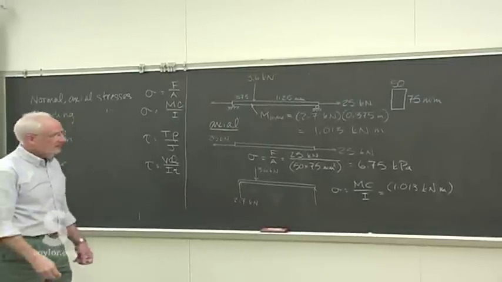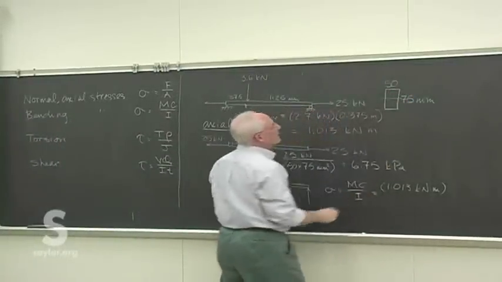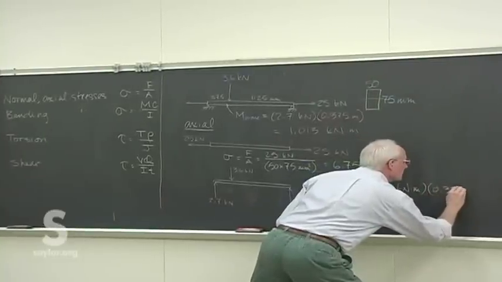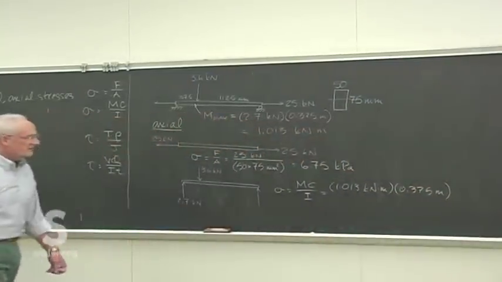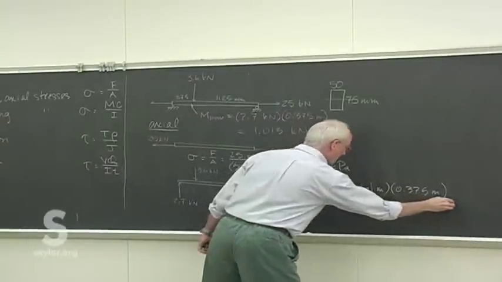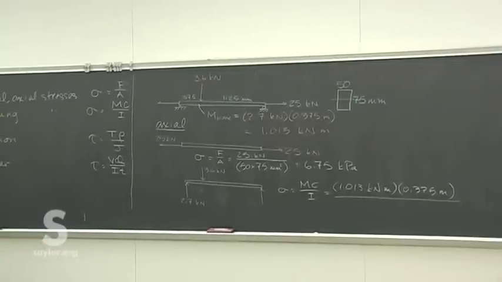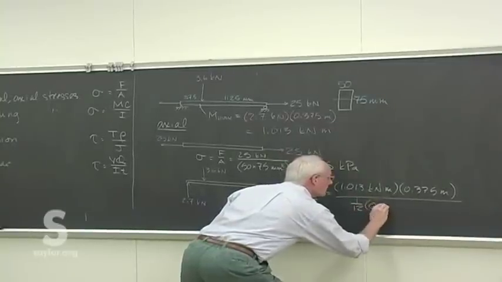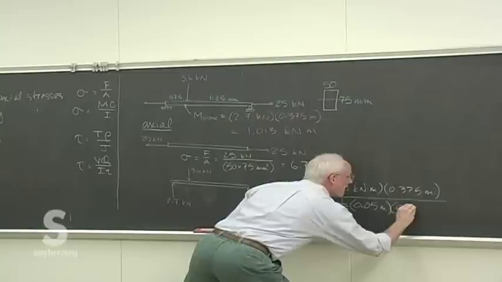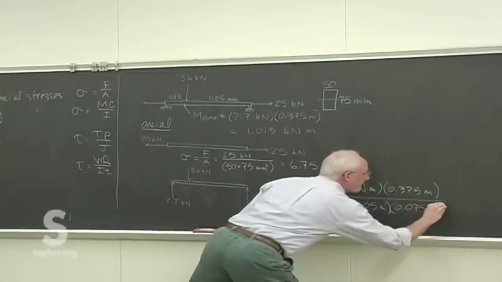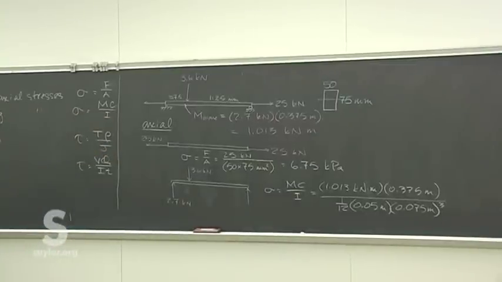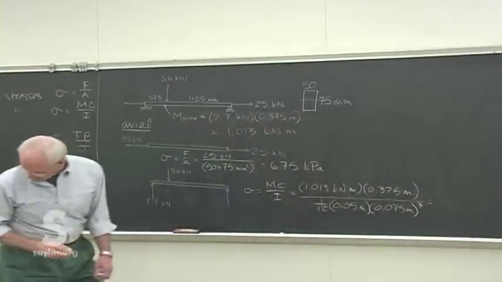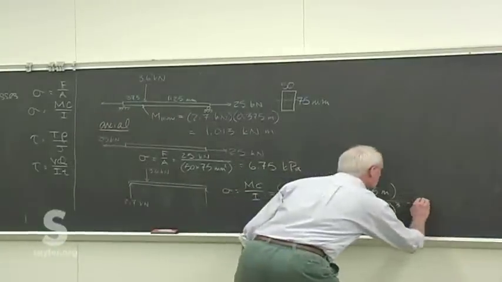That's causing the bending. C, well, due to the rectangular cross section, we know that C is half of the 75 millimeter height, which is 37.5 millimeters, 0.0375 meters. And what's I for a rectangular cross section, you remember? BH cubed over 12. Now that's just the bending stress, remember? That comes out to be 21.6 megapascals.